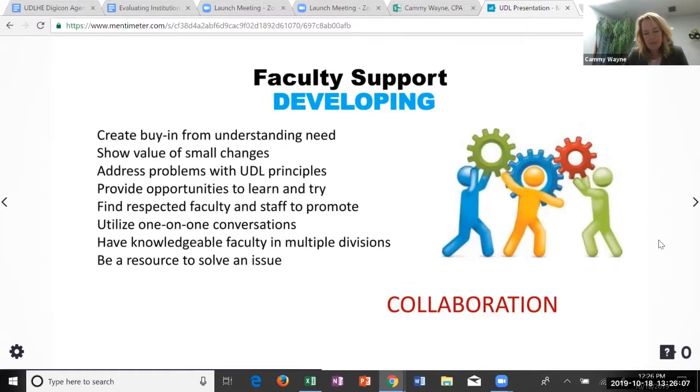From a developing standpoint, again, you're looking for collaboration. So the college needs to start collaborating in different types of activities or events, maybe building a community of practice. What we're trying to do is get some buy-in from faculty by understanding the need and showing what a big impact UDL can have. And for some of the faculty who are averse to this, it's the time commitment. So maybe we need to provide opportunities for them to learn and try it and show them how just small changes make a difference.